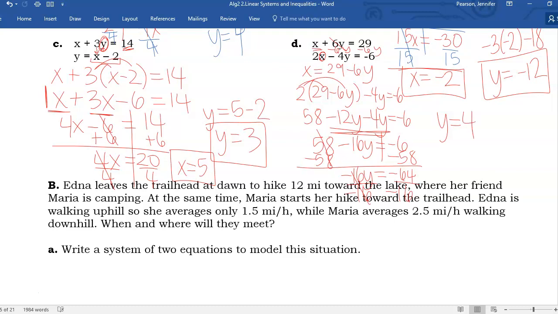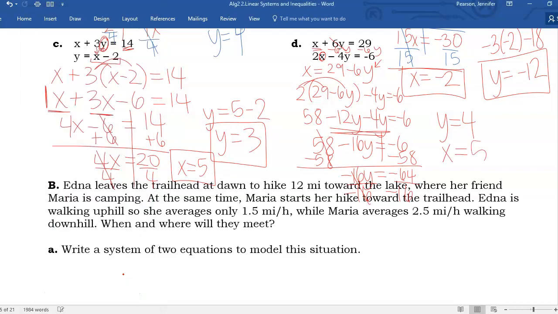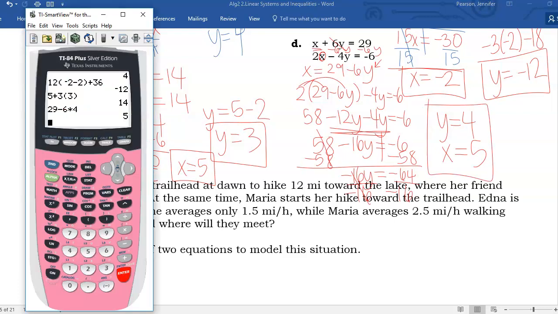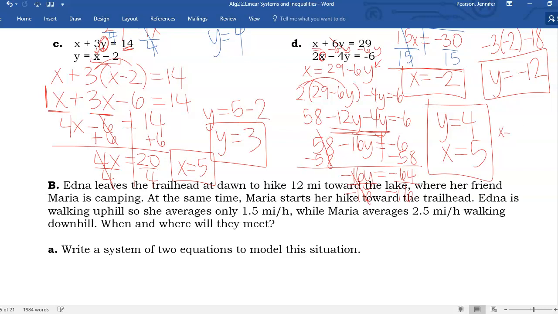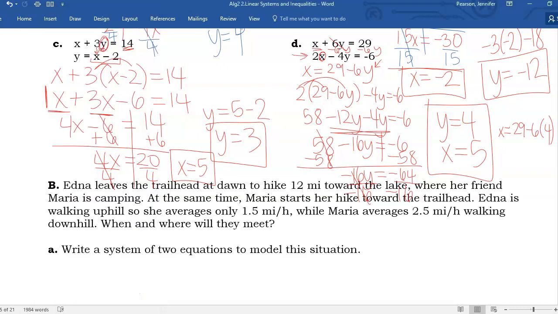Let's plug that back in right here. I'm going to go straight to the calculator. 29 minus 6 times 4 tells me x is 5. Let me write that down. x equals 29 minus 6 times 4. But then I'm going to plug both of those back into the bottom equation right here just to make sure it all works out.